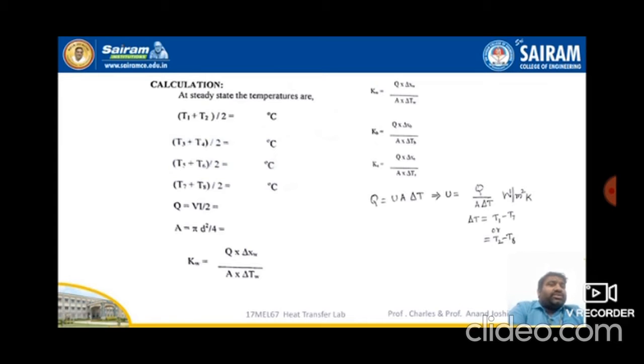You know the equation Q = UA delta T. Here U is the overall heat transfer coefficient, so U = Q by A delta T. Q you already know, A is the area, and delta T is T2 minus T8, or T1 minus T8. Take that temperature difference and find the values.